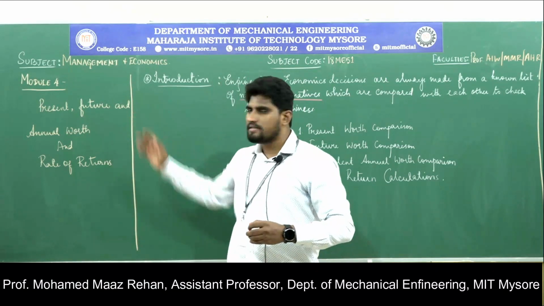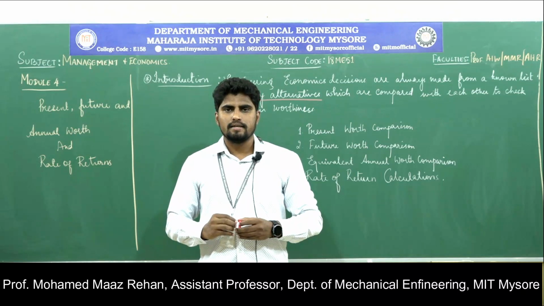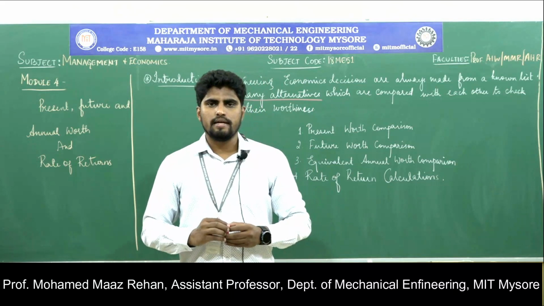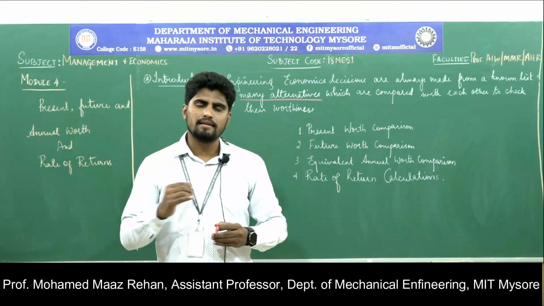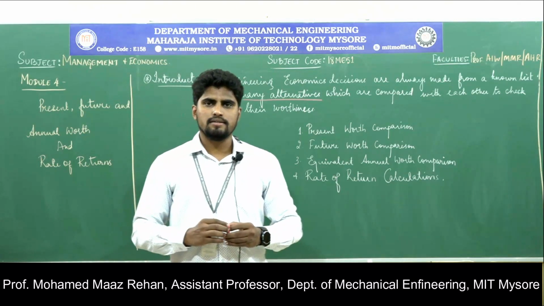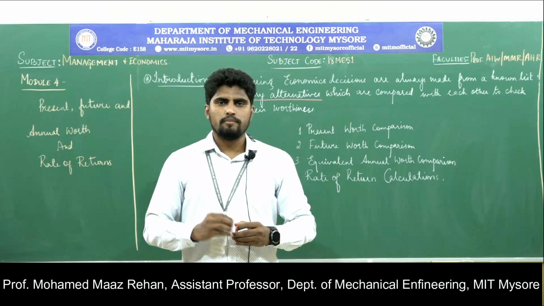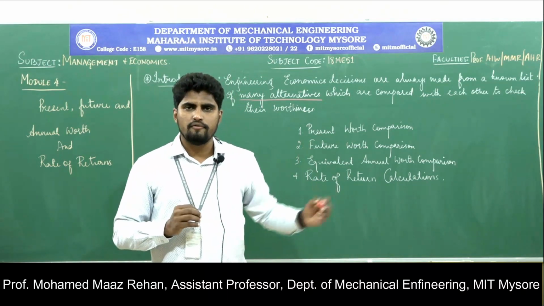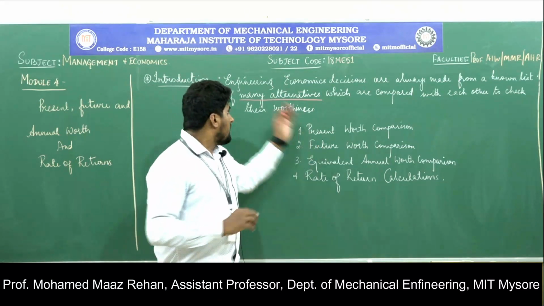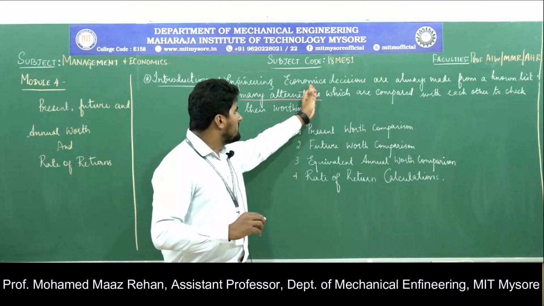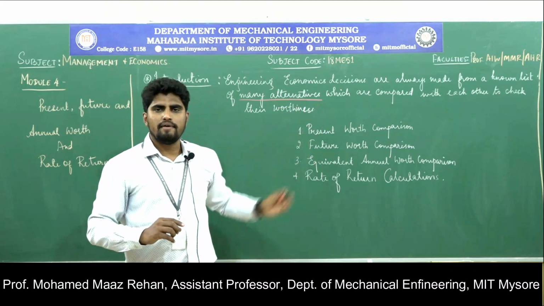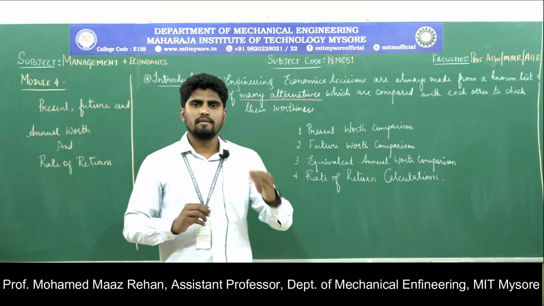Before proceeding with the various comparison methods, we shall discuss one of the important topics, that is decision making. You go to any part of the organization, it might be a healthcare organization, it might be a manufacturing organization, it might be any organization, so there come alternatives. So basically, if you have a given set of alternatives, you are going to select the best alternative, correct? So engineering economics decisions are always made from a known list of alternatives. If we have a set of alternatives, we are going to select the best alternative.